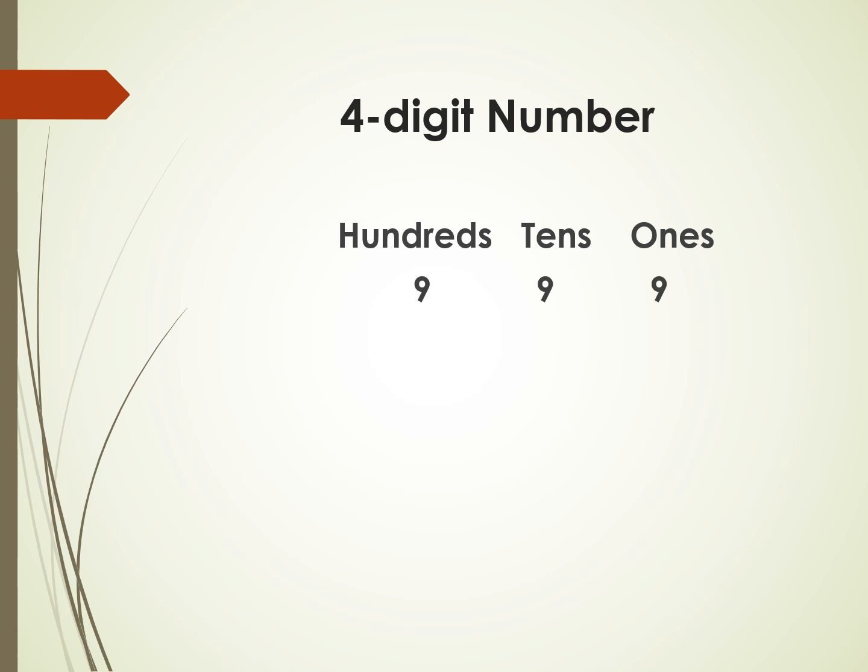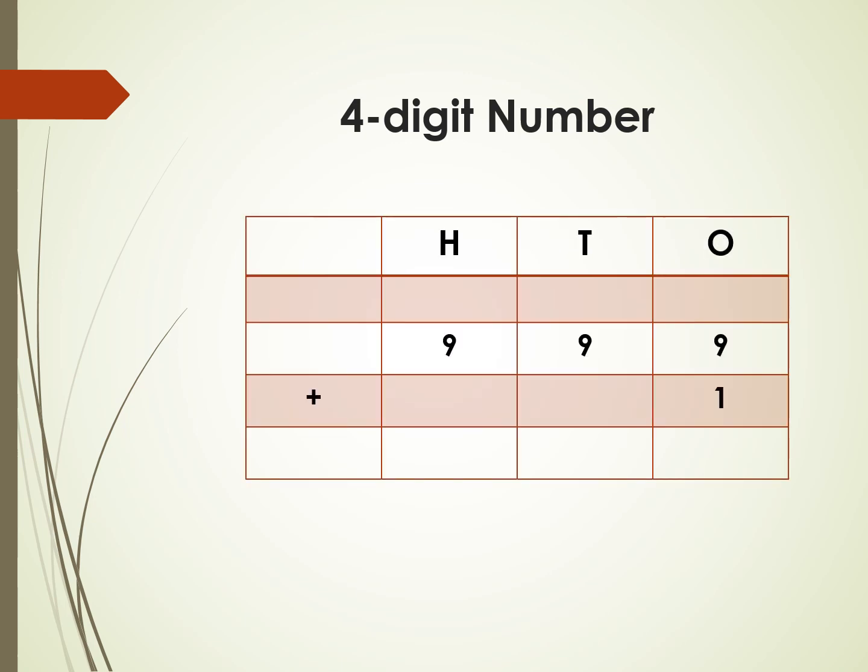Let's form a 4-digit number with the help of the highest 3-digit number, which is 999. This number turns into a 4-digit number when we add 1 to it. Adding 1 to 999 gives us 1000, which is a 4-digit number.